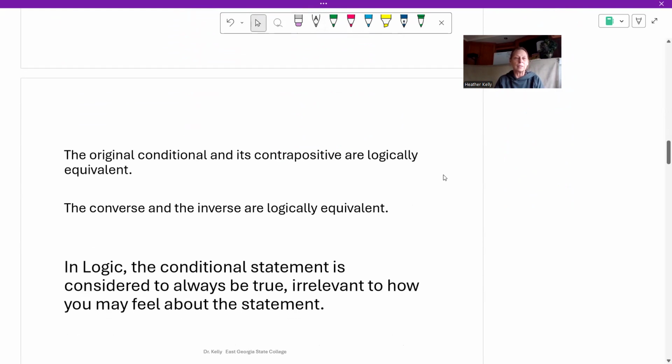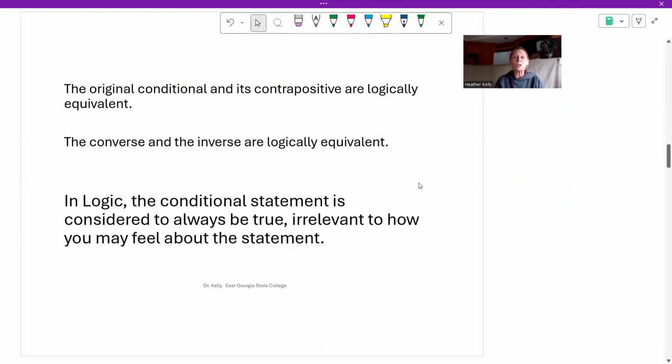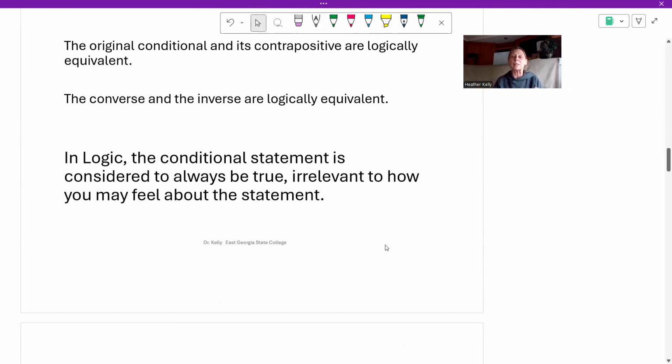Okay, so let's look at this a little bit more here. Let's see what I said here. Original conditional and a contrapositive are logically equivalent. Converse and the inverse are also logically equivalent. In logic, the conditional statement is always considered to be true, no matter how you feel about the statement. That's the thing you have to understand. That's what makes this math. This is not opinion. This is truly a branch of math, okay?